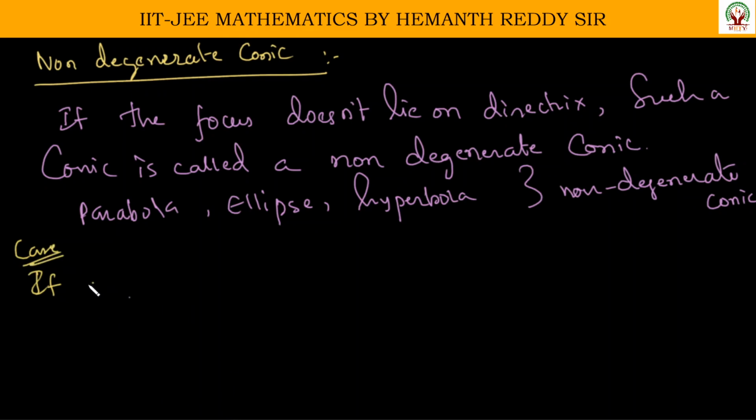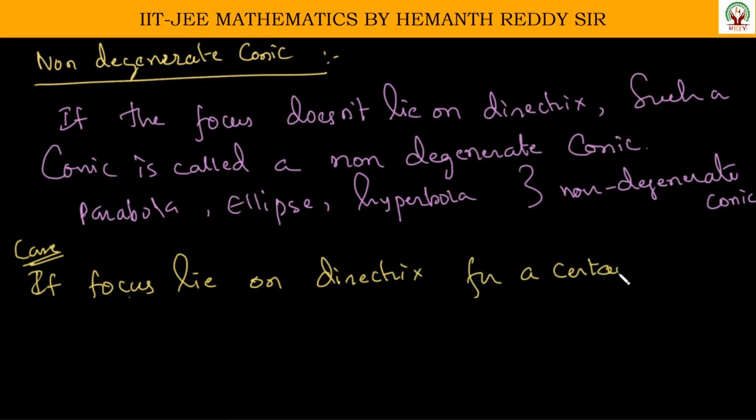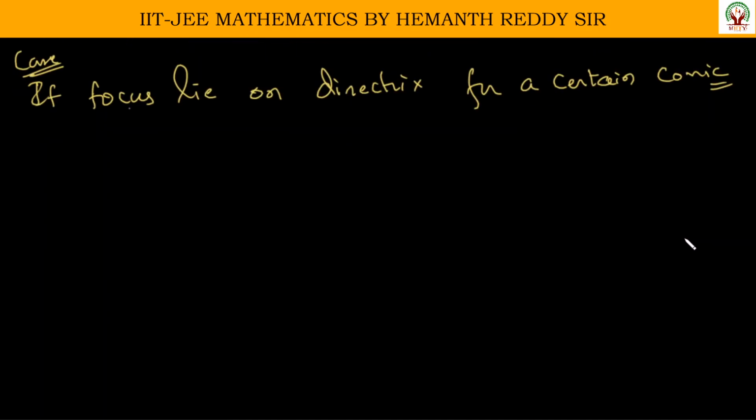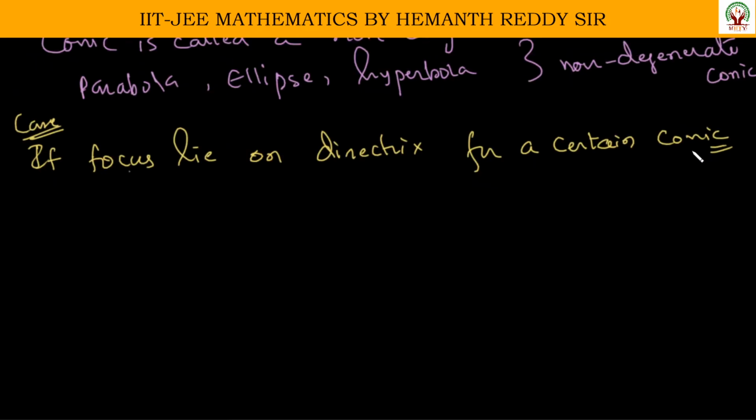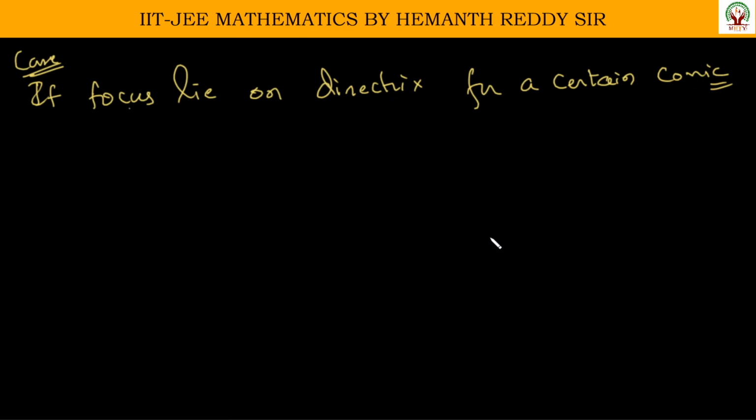What if focus lies on directrix for a certain conic? What is the locus in this case? You tell me what can be the possible locus in this case. If focus lies on directrix, let's say a certain conic lo, I gave you a fixed thing, something like this. A fixed line ichanu, and this fixed line always will be called as directrix.